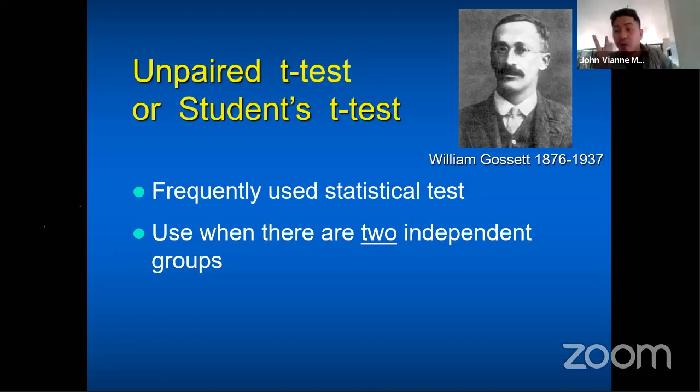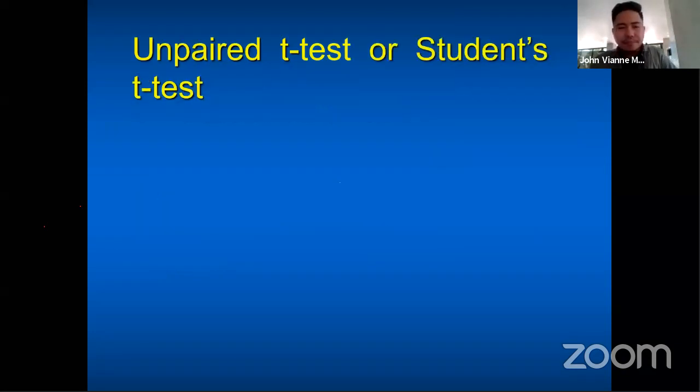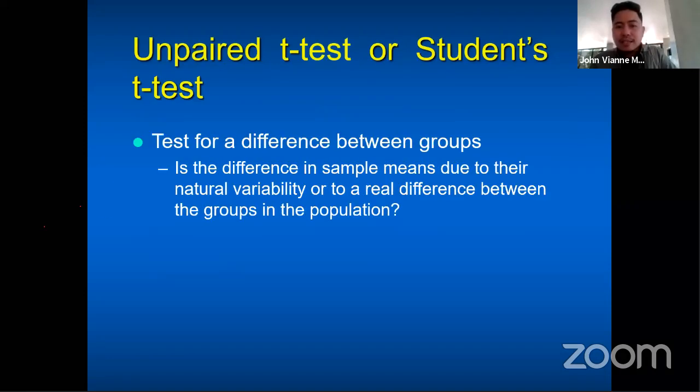Kanang hilig kita magkumpara og duha. Asa may, for example, intelligence scores is higher sa male compared sa female or female compared sa male? Basta duha gani atong i-compare, Student's t-test or t-test for independent samples. So the unpaired t-test or Student's t-test is a test for a difference between 2 groups.